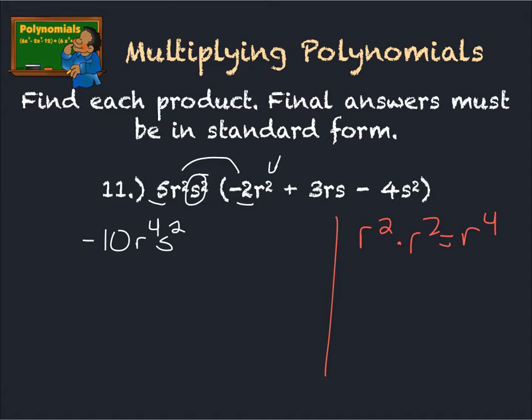Now we continue using the distributive property. So now we multiply 5r squared s squared times 3rs. First you would just multiply the coefficients, so it would be 5 times 3, which is positive 15. Then r squared times r, that's the same thing as saying r squared times r to the first power. You would add the exponents, so that would be r to the third power.